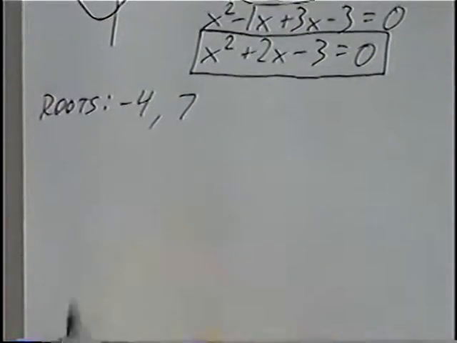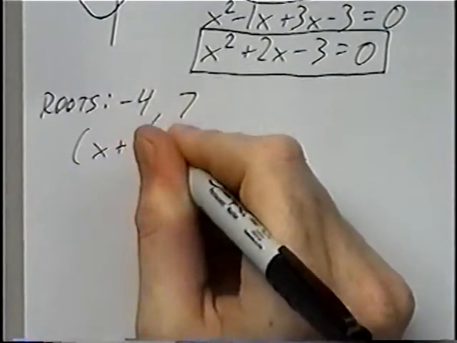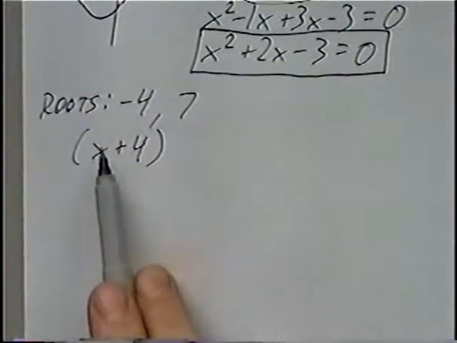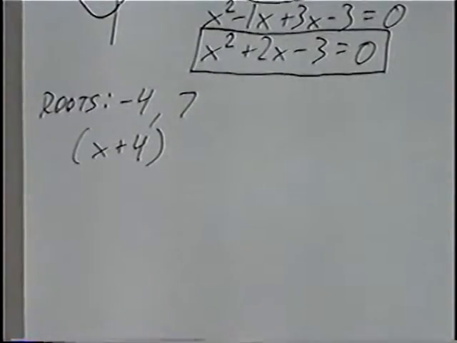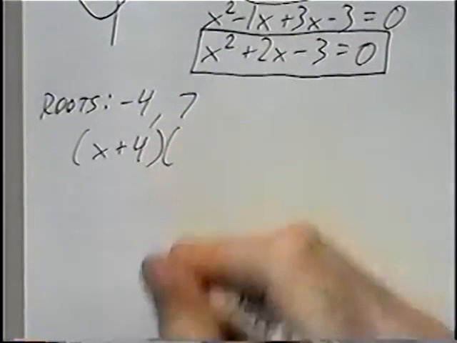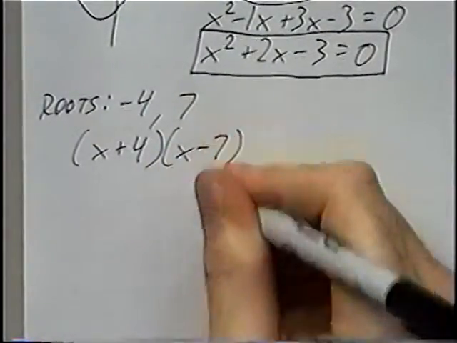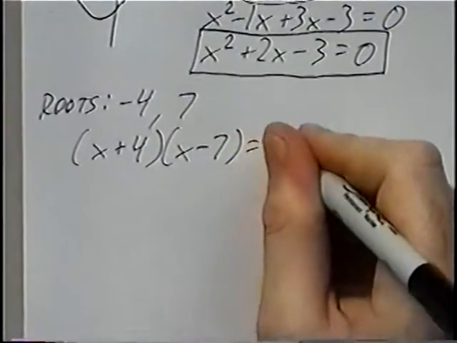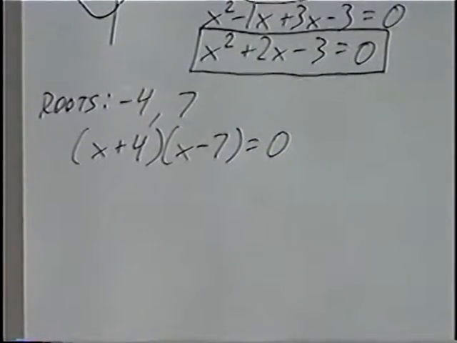So solving, if one root is -4, one factor has to be x plus 4, because again, if you plug -4 in, this will give us 0, which will be an answer to the quadratic equation. The second factor, if we have -7, we do the opposite, which will be x minus 7, and we can set this equal to 0, since we have these solutions for the quadratic equation.